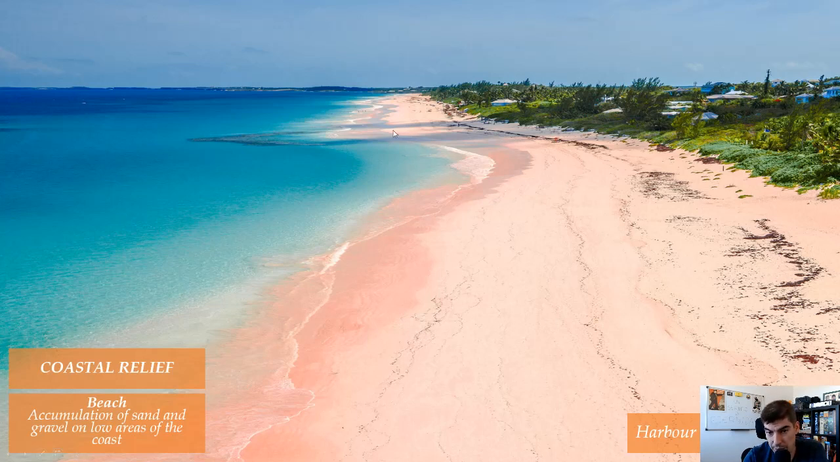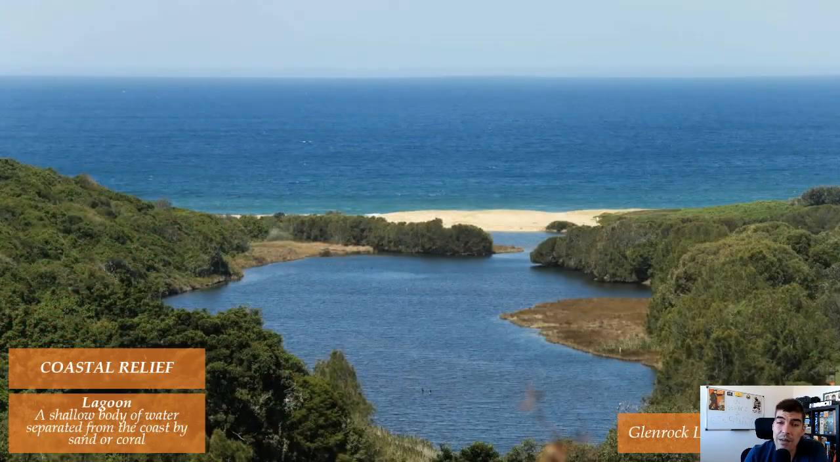I think this has no further explanation. This is in the Bahamas, in the Caribbean Sea, I mean. Then we have a lagoon. A lagoon is una albufera. It is not a laguna. No es una laguna. Es una albufera, lagoon, which is a shallow body of water separated from the coast by sand, which is this case, or coral.